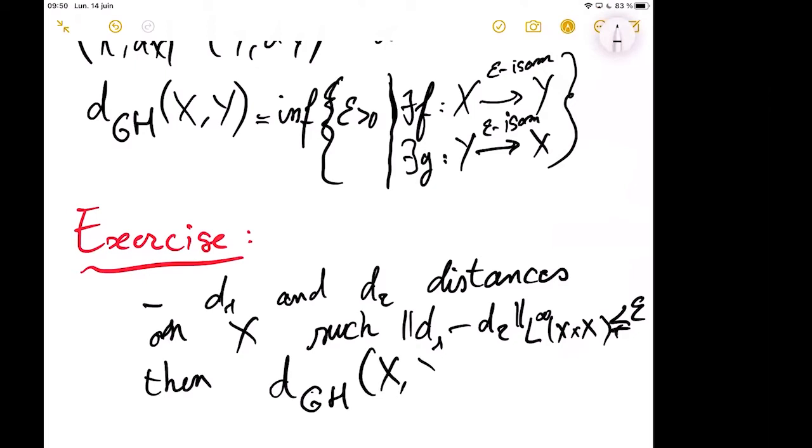Then dGH of (X, d1) and (X, d2) will be less or equal than epsilon.